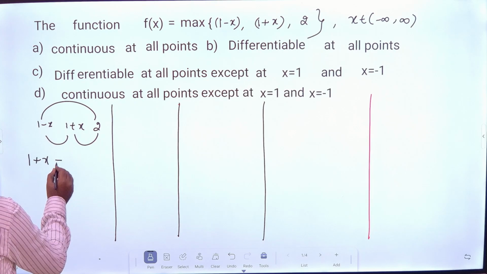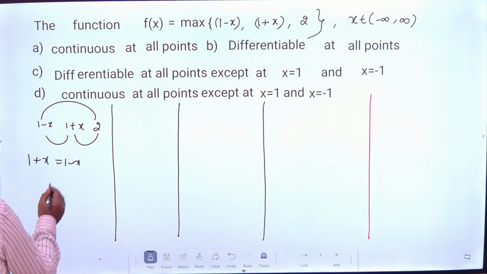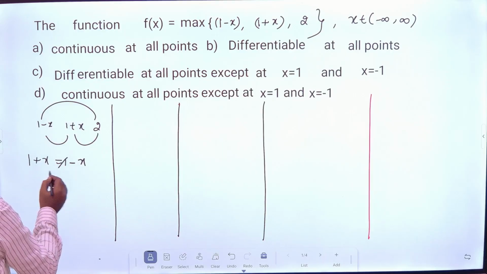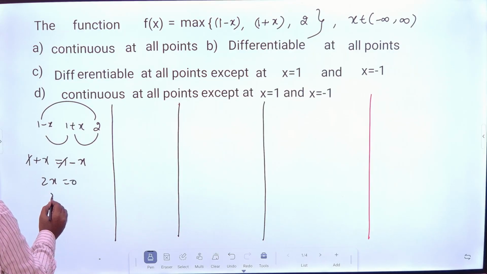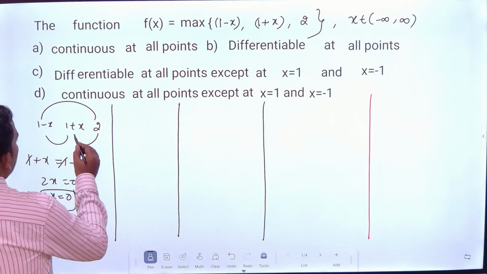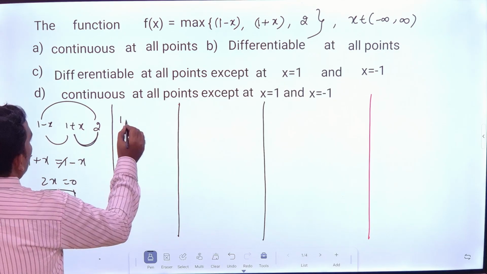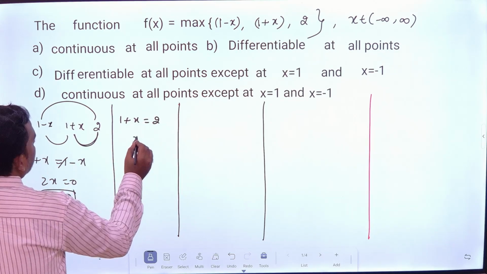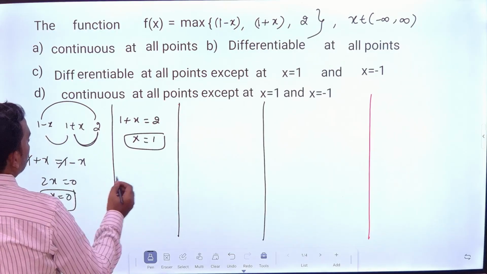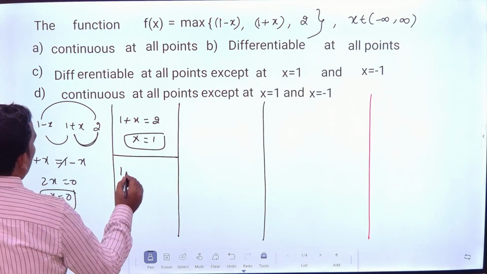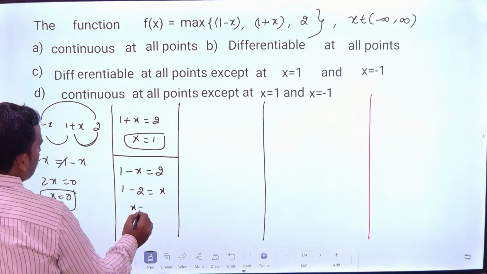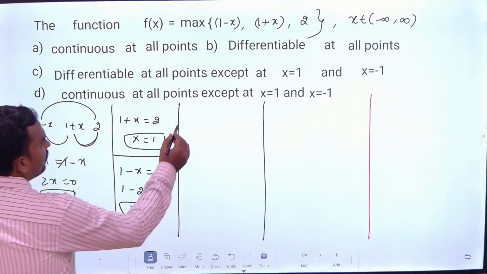1 plus x is equal to 1 minus x. Then you can solve this quickly: 2x equal to 0, x is equal to 0. This is one critical point. Then if you take the second and third, 1 plus x is equal to 2, x is equal to 1. This is another critical point. And first and last, 1 minus x equal to 2, 1 minus 2 is equal to x, x is equal to minus 1. So these are the critical points.